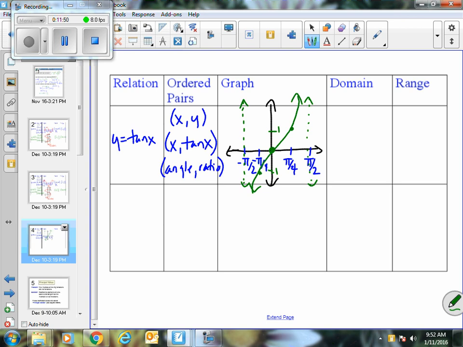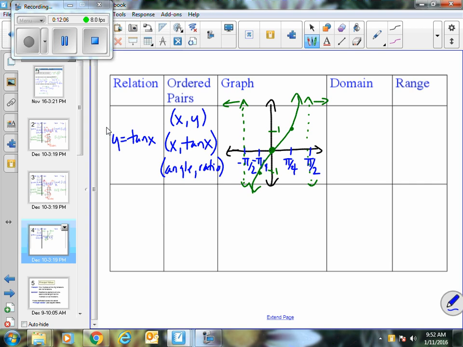Now I'm going to show that this graph continues. I'm going to put arrows just to show that that graph keeps going. So it's not just one of these. This curve that I just drew would repeat infinitely many times. So in the original graph, it's not restricted. It's going to keep going.